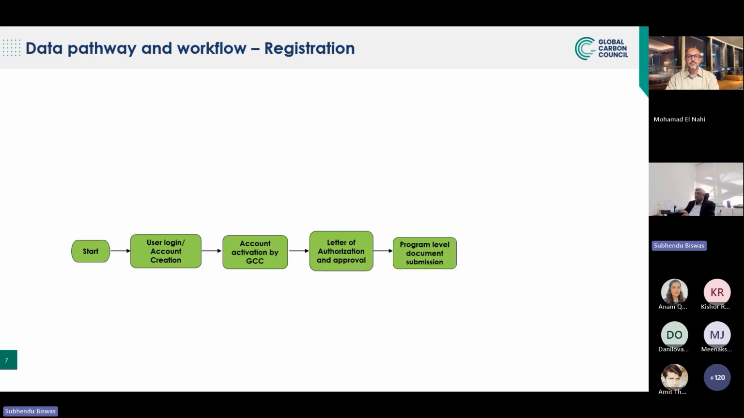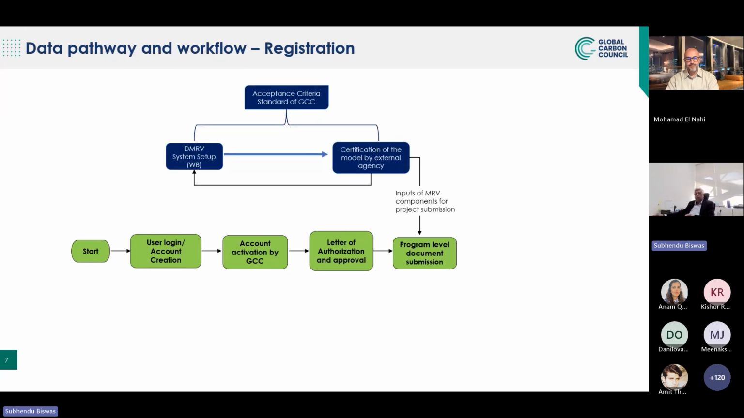Once we approve, they do the program level documentation submission. In order to be able to submit the document, they would need inputs on the DMRV setup, which is there. What is the serial number of the meters, calibration details, how would data be going, what is the acquisition system, and all that input comes.